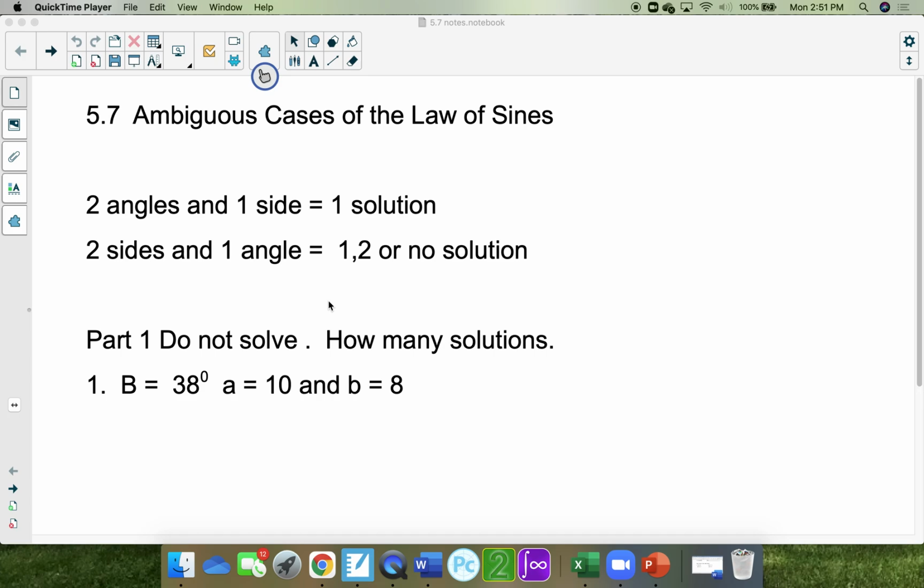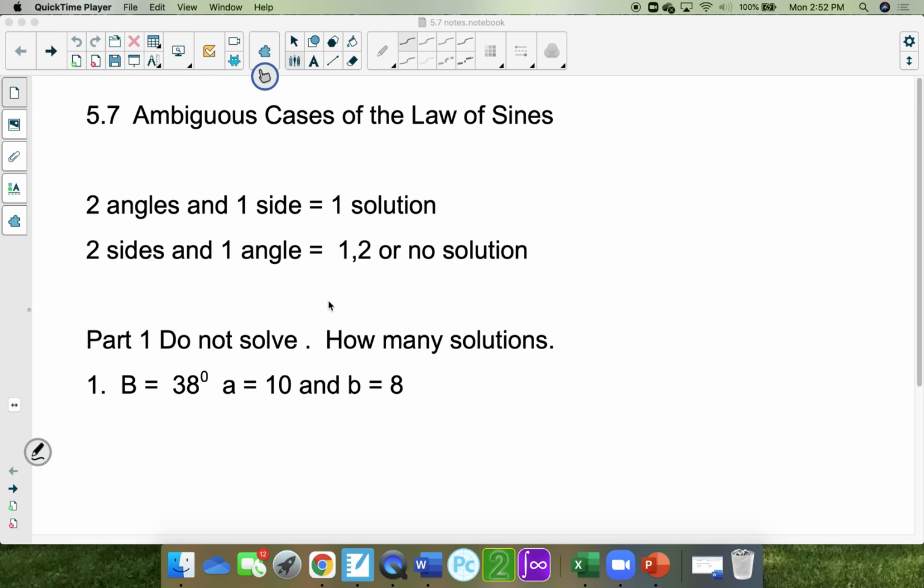Use the law of sines to solve these today. They're called the ambiguous cases of the law of sines, and you need to follow the formula called ambiguous cases on your formula sheet. There's a big chart that you need to use.